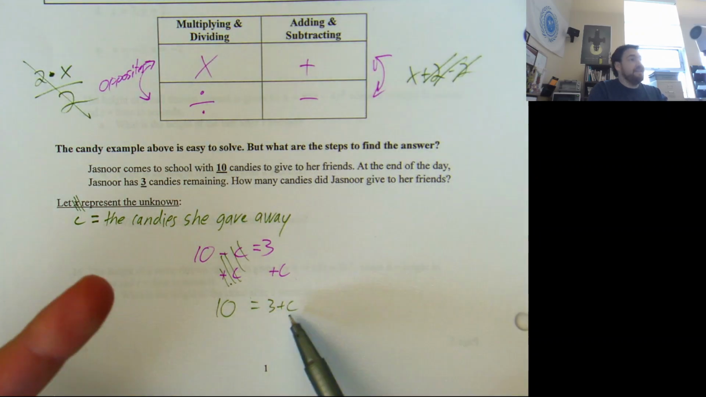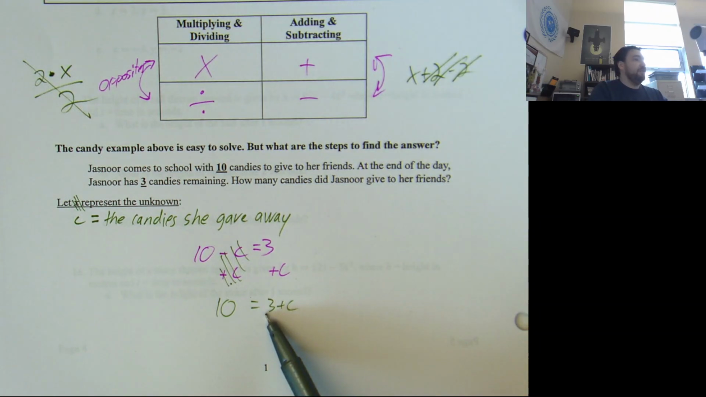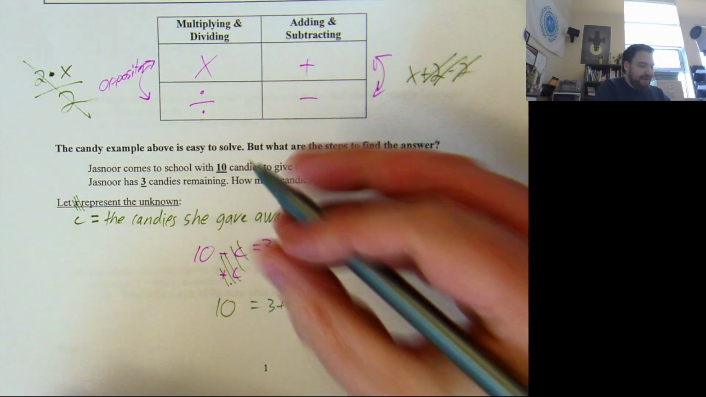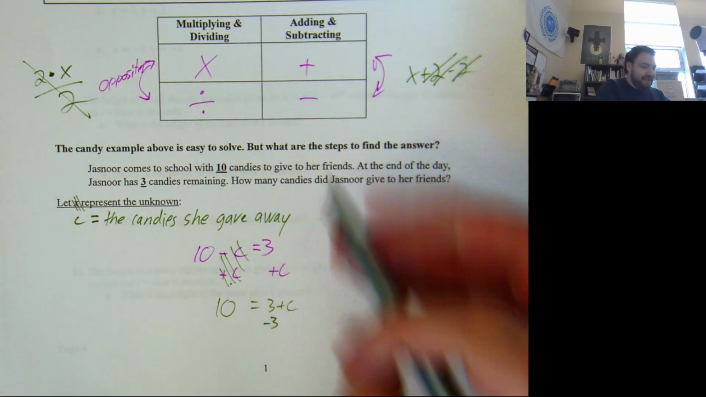And now we want to get C by itself. So what are we going to do? I now have a positive 3 here. What is the opposite of having a positive 3? Having a negative 3. And whatever you do to one side, you must do to the other.